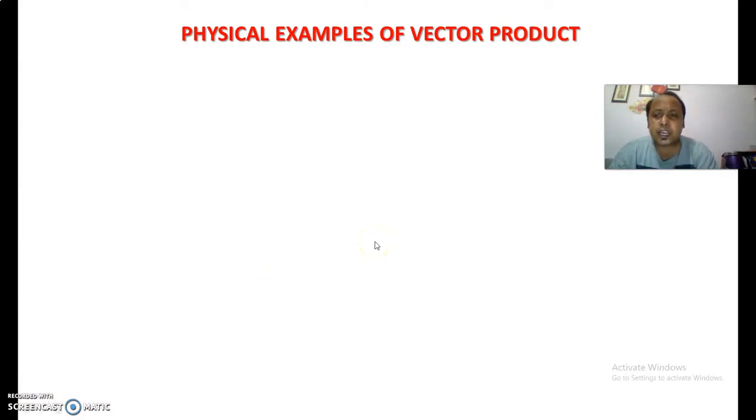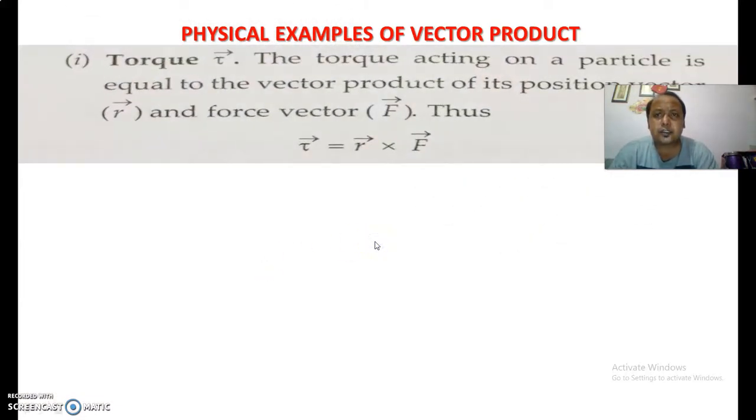Some of the examples that we are discussing here: the first is torque. When we consider torque, you need to understand that torque is the effect of force which makes a body rotate. That means for the rotation of a body, torque is required. But torque will be obtained only when we apply force. So you need to understand that.